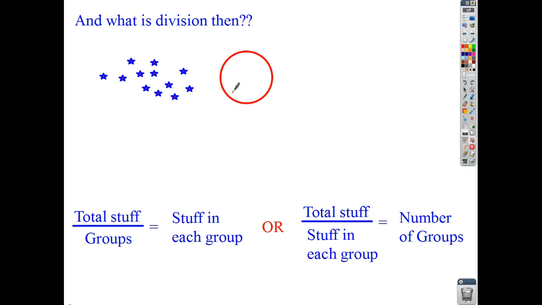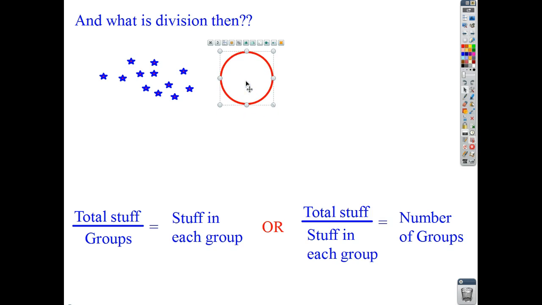So I can say I have this total amount of stuff, and I'm going to divide it into groups. And what is that going to tell me? What does your answer mean, actually? The answer is going to tell you how much stuff goes into each group. Or I could say I want a total amount of stuff, and I'm going to put a certain amount of stuff in each group, and then it's going to tell me how many groups there are. So let's look at that first one: total stuff, and we're going to make groups.